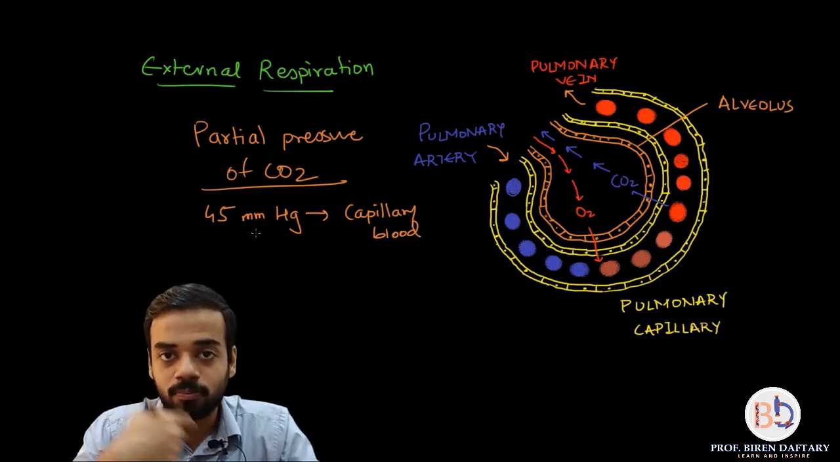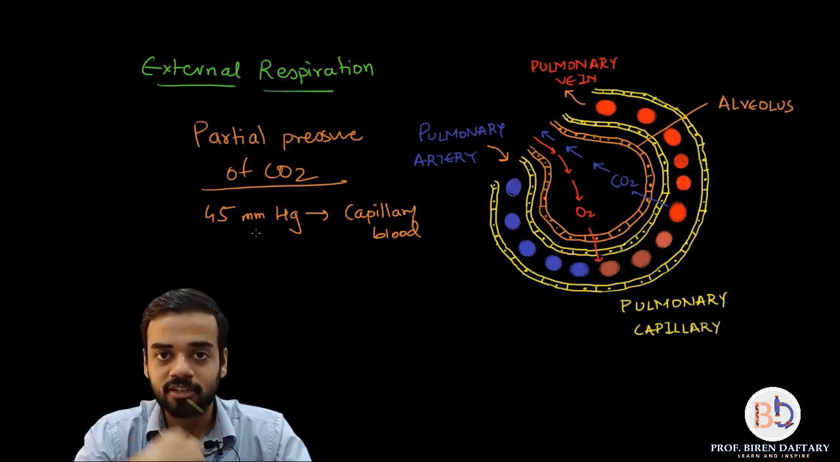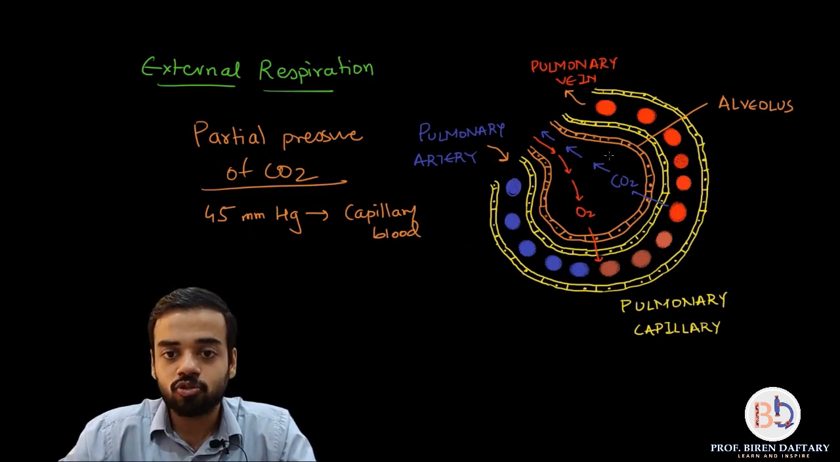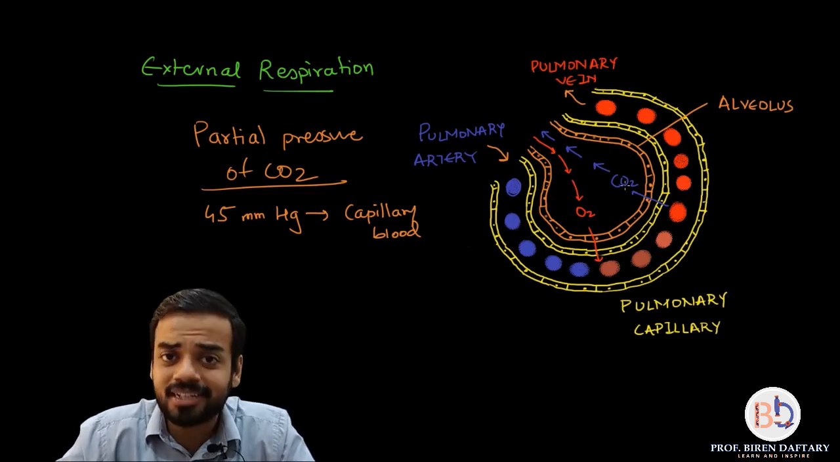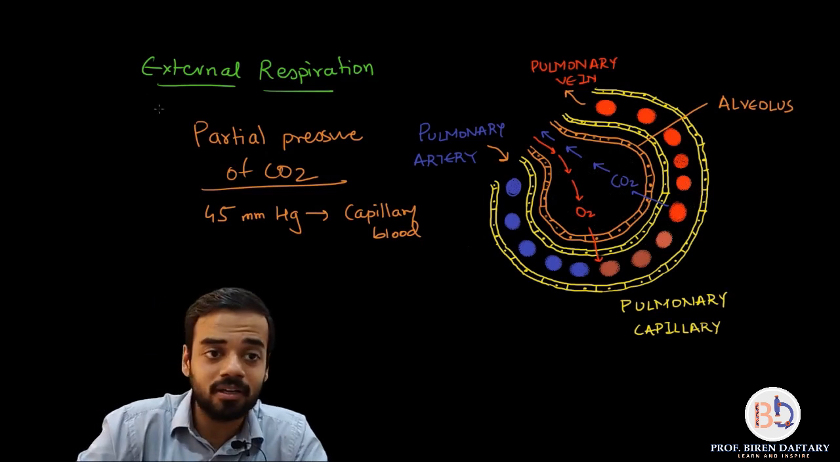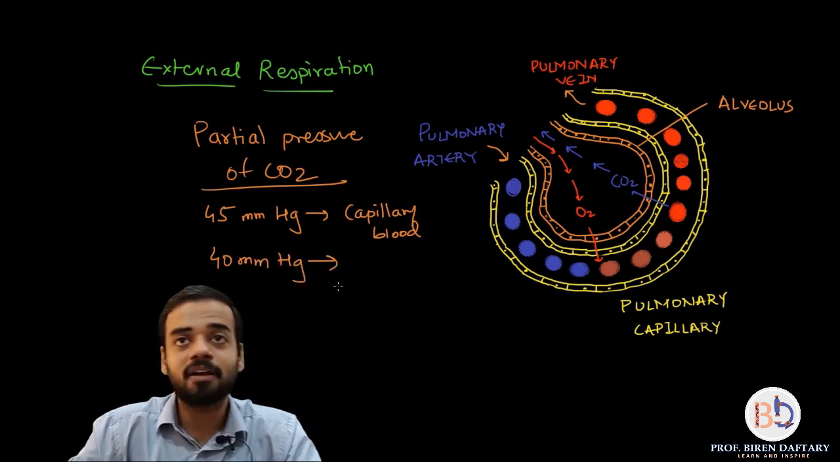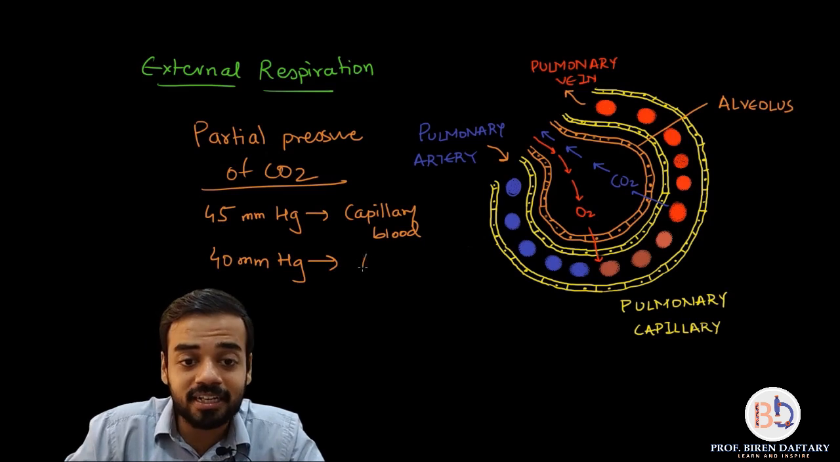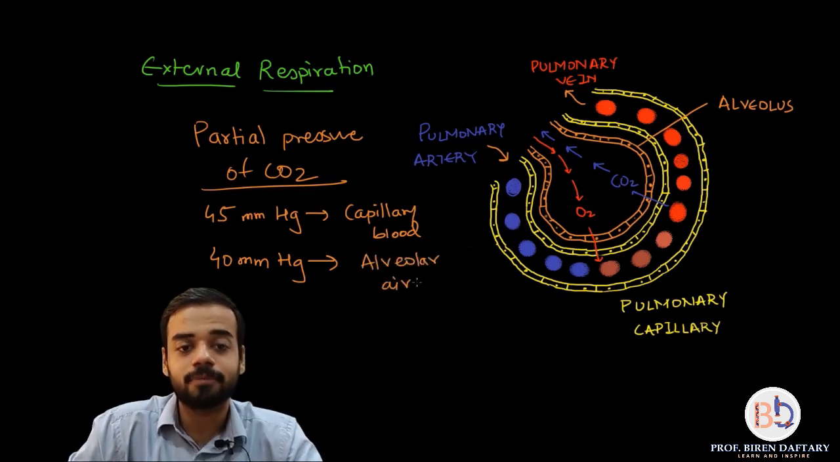Similarly, the air that you breathe in, obviously air will also have carbon dioxide. So carbon dioxide also enters your alveoli. So the pressure of carbon dioxide in the alveoli will also be there, but it is not as much as compared to the pressure of carbon dioxide in the blood. So that pressure is 40 millimeters of mercury, which is the partial pressure of carbon dioxide in alveolar air. Alveolar air means air present in the alveoli.